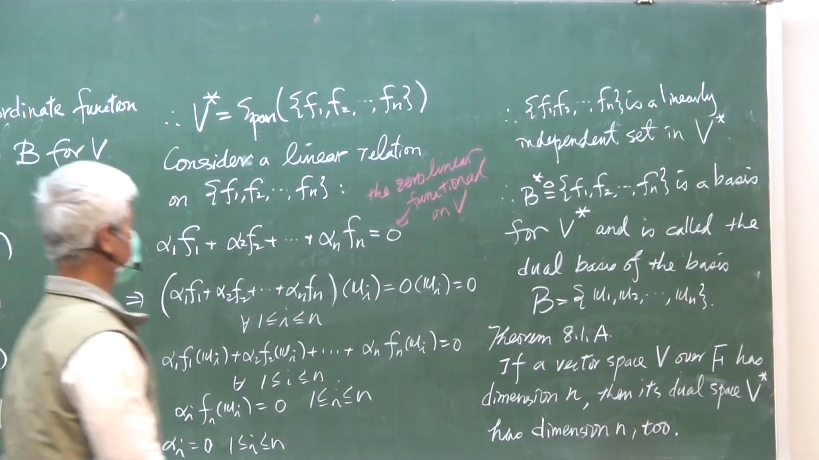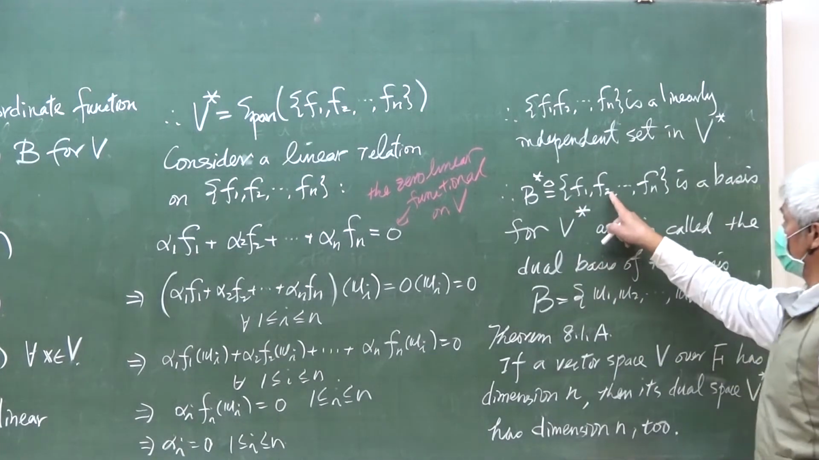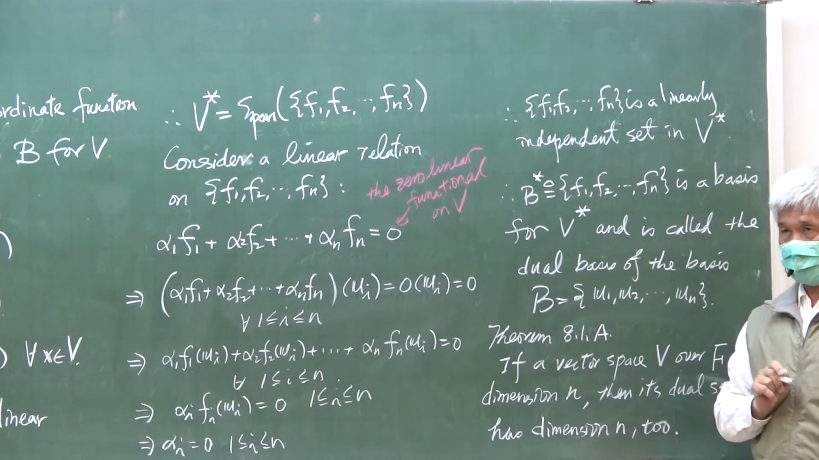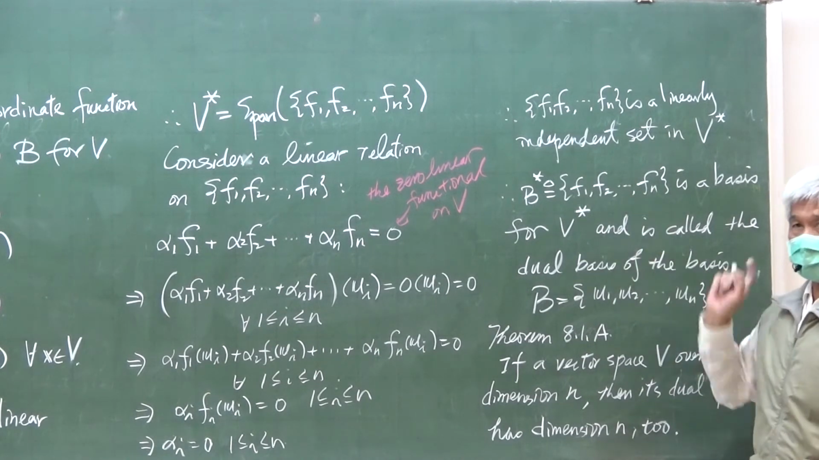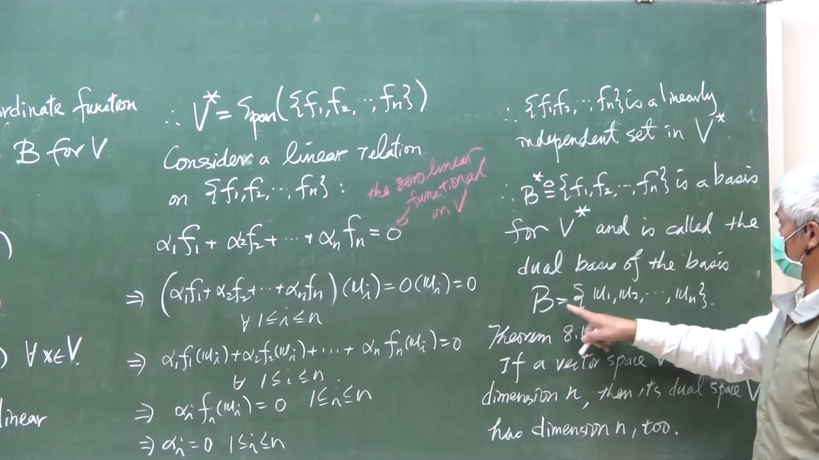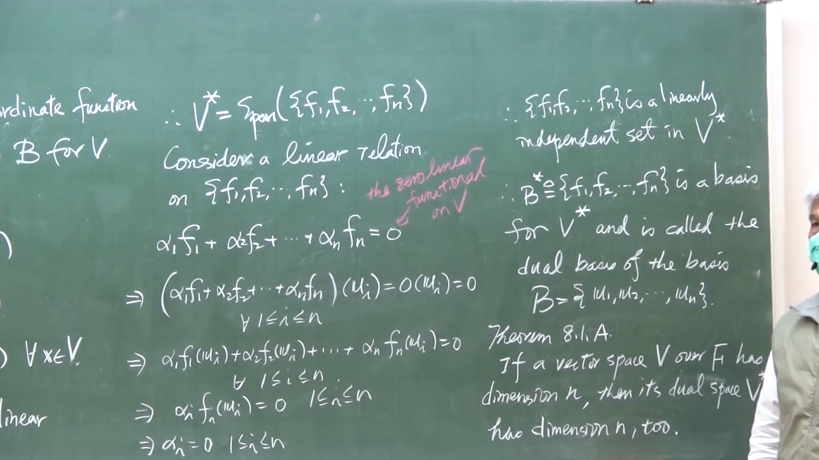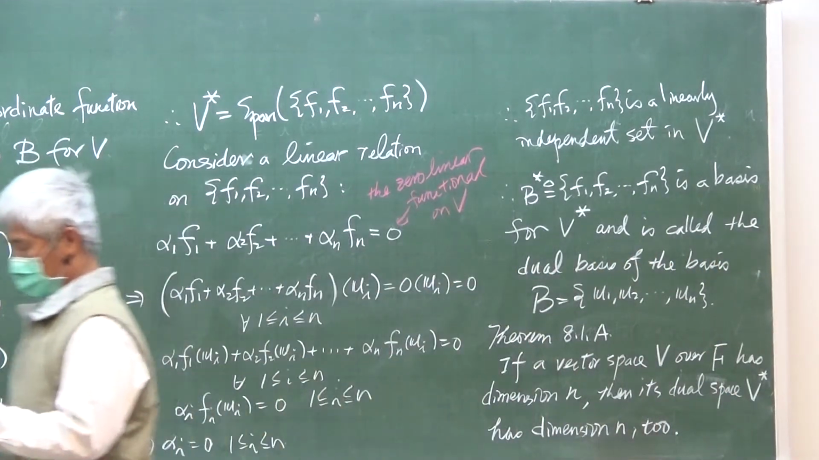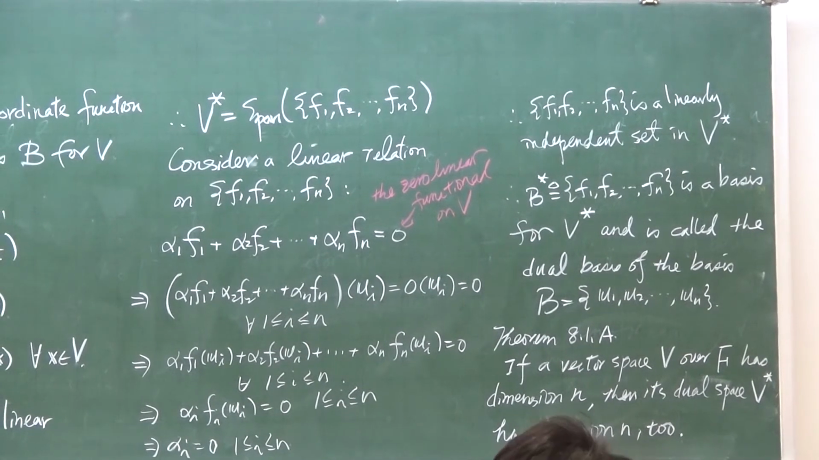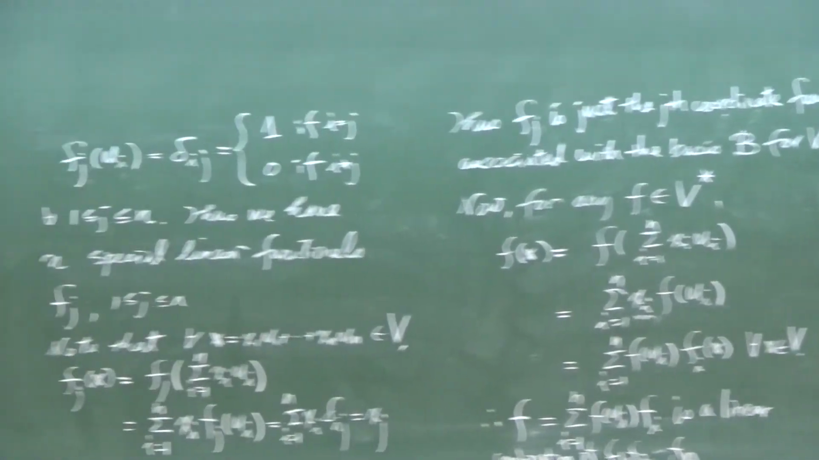So you just remember that the dual basis consists of all coordinate functions, okay? All coordinate functions relative to the basis B. Now, this is for an arbitrary vector space. But we are considering inner product space. So what do we have if we consider an n-dimensional inner product space?